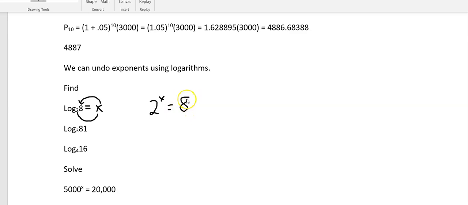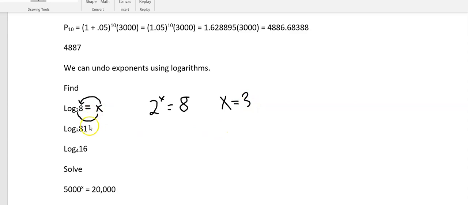Now if we stare at that and think about what power I have to raise 2 to in order to get 8, well, let's think about it. 2 times 2 is 4, times 2 again is 8. So 2 times 2 times 2 is 8. 2 to the third is equal to 8. So our x here is a 3. So what the logarithm is doing is giving us the answer to exponents.